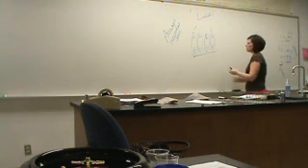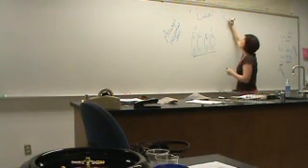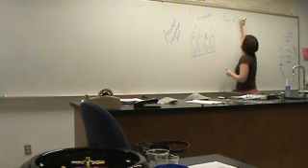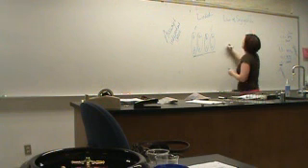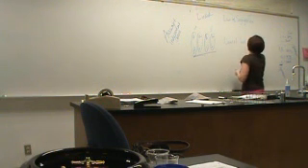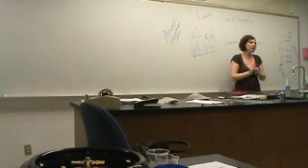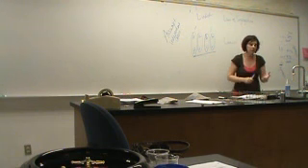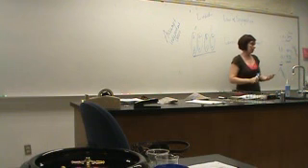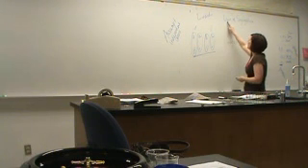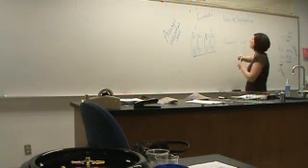So from all of this, there are two major laws for inheritance. One is called the law of segregation, and the second one is called the law of independent assortment. These apply to when organisms are reproducing. So when you go to reproduce, you make your sex cells, your eggs or your sperm.